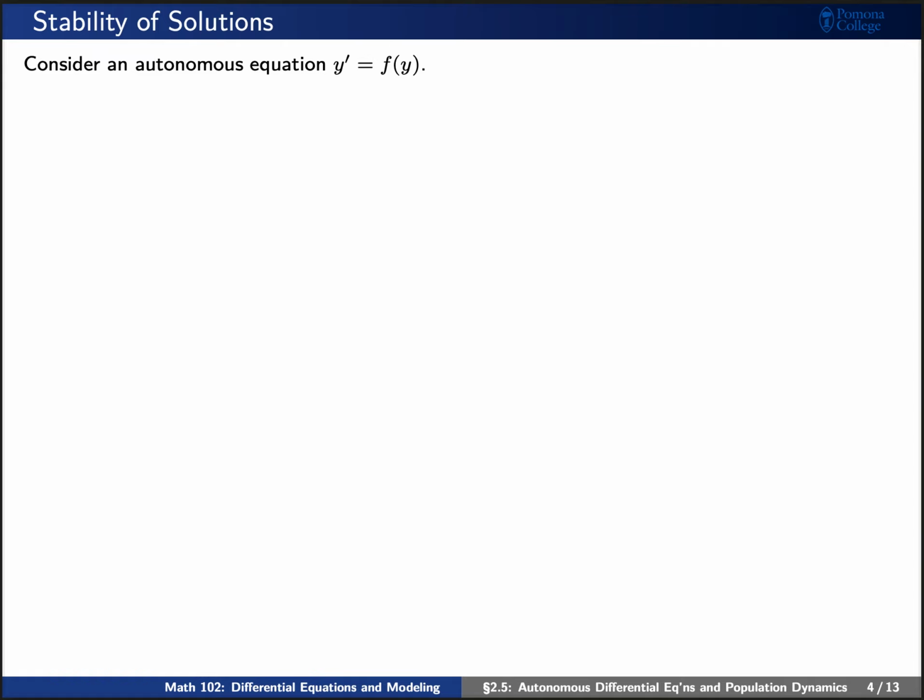Now, more generally, let's go back to an autonomous equation, y prime equals f of y. We've already discussed how we can perhaps find equilibrium solutions by setting f of y equal to 0. But let's consider this in a bit more detail today.